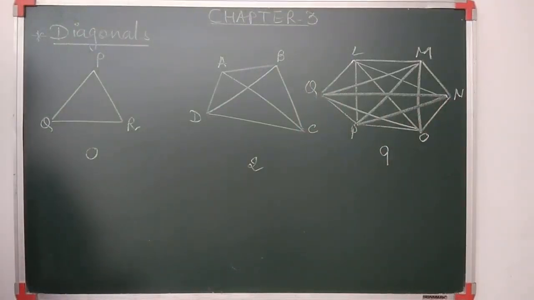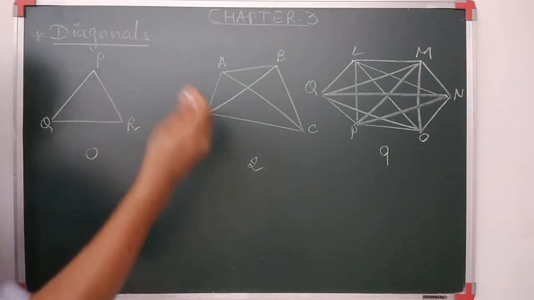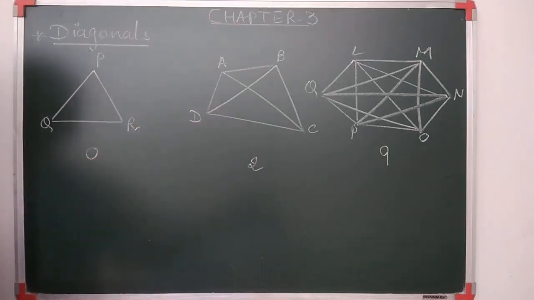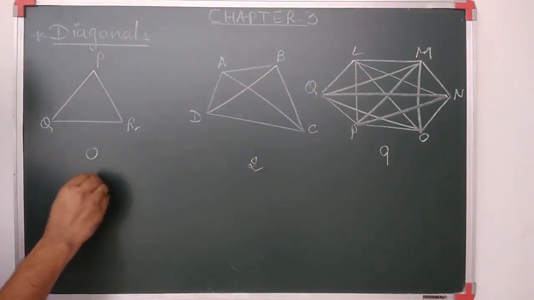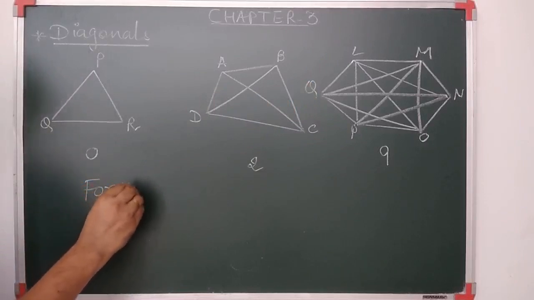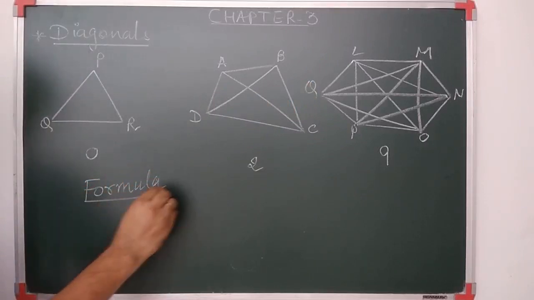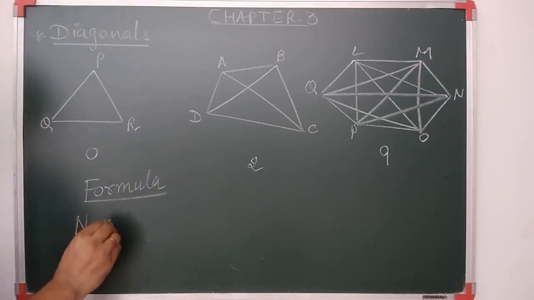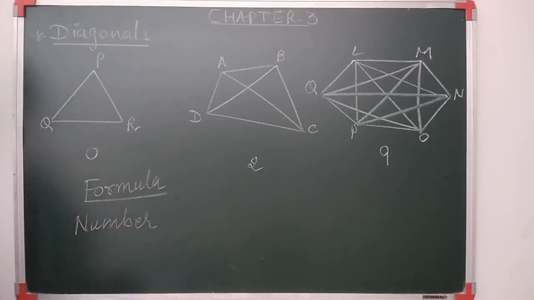So suppose they ask how many line segments or how many diagonals a heptagon or nonagon or decagon, which has 10 sides, has. This is quite difficult. So we have one formula to find out the number of diagonals a polygon has. So students, please note it down. Pause the video and note down the formula.